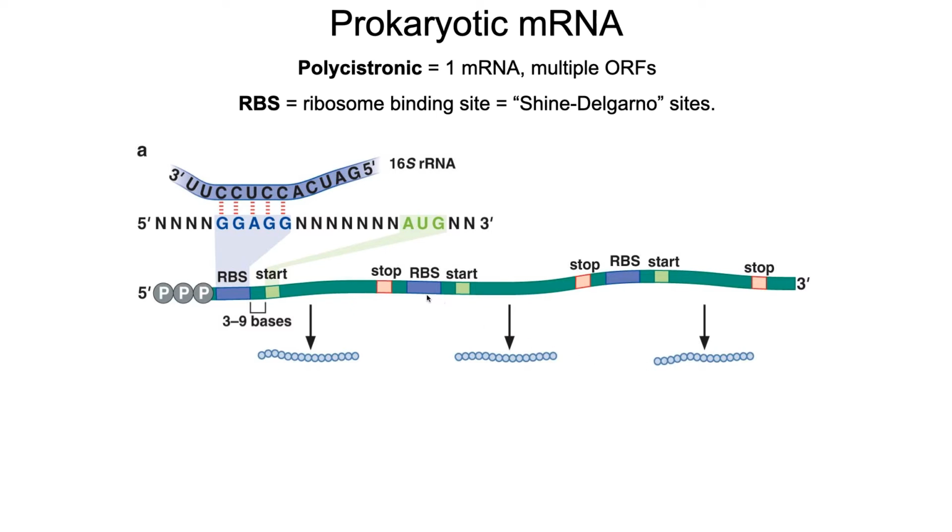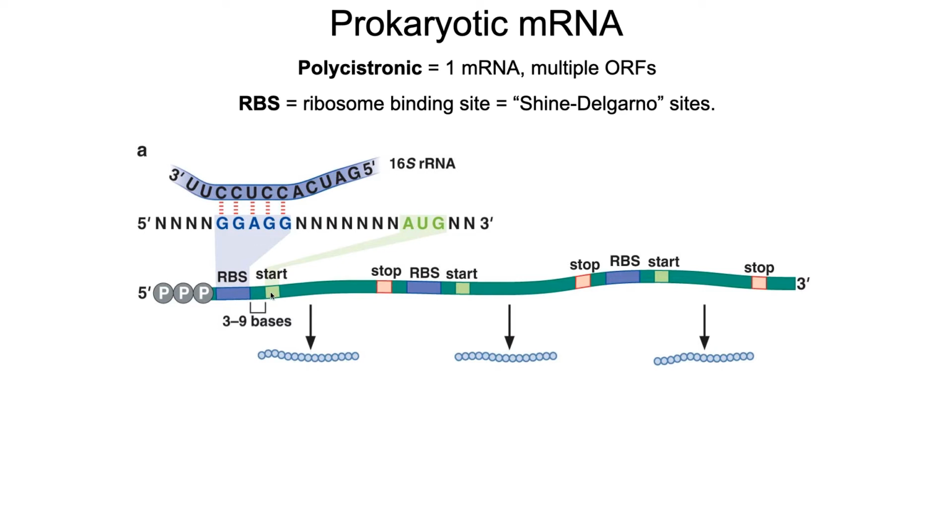Right before each start codon, there is something called an RBS, a ribosome binding site, or a Shine-Dalgarno site. These all mean the same thing. The sequence in these ribosome binding sites is reverse complementary to one of the ribosomal RNAs, specifically the 16S ribosomal RNA. So the ribosomal RNA binds to an RBS, and when it does so, it knows that the very next AUG is a proper start codon.